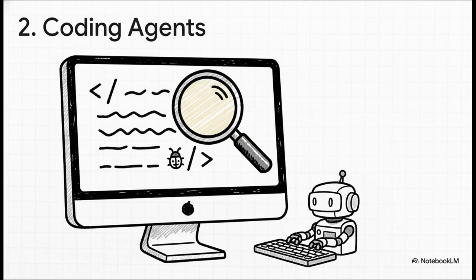Next, we have a more specialized species, coding agents. These guys are built for one thing, software development. They get the logic of programming so they can write new code for you, hunt down bugs, and automate all those repetitive coding tasks. They can be pretty simple, or they can be incredibly complex.